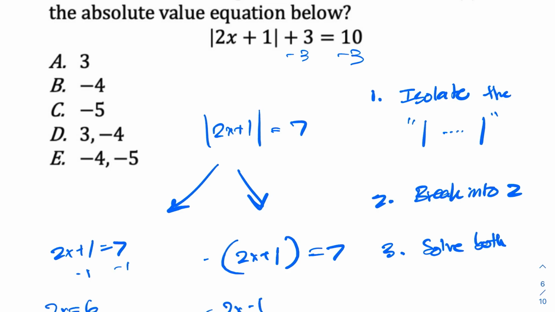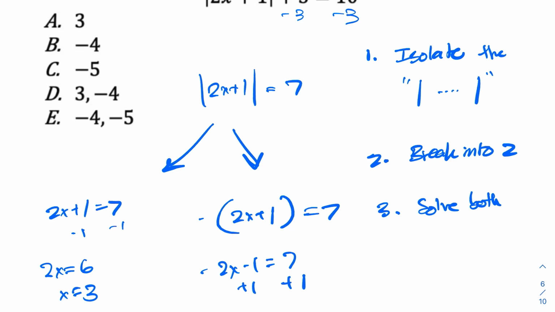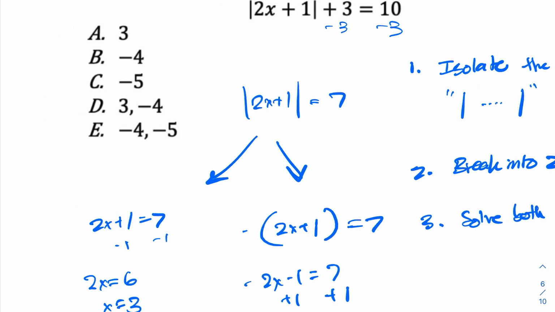Negative 2x minus 1 equals 7. Plus 1, negative 2x equals 8. That means x equals negative 4. So you have 2 answers, x equals 3 and x equals negative 4. That's why D is correct.